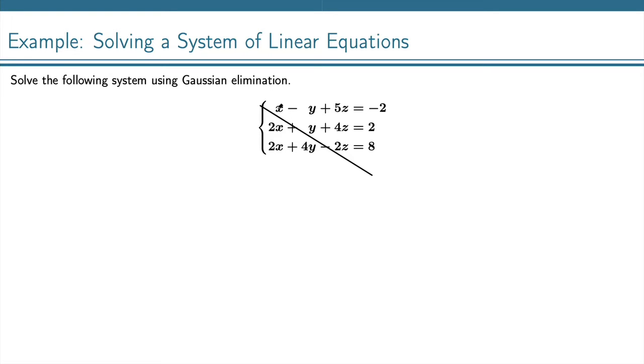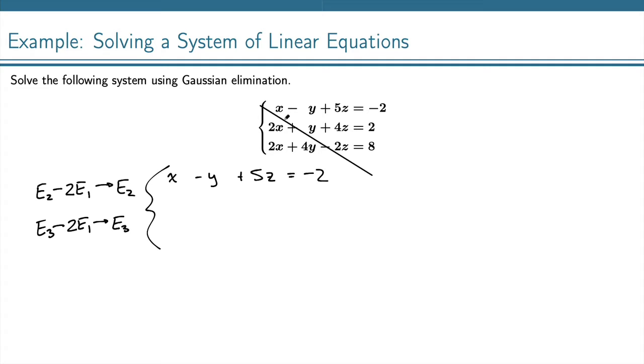We can use equation 1, which just has an x right there, and subtract 2 of that. So we'll take equation 2 and subtract 2 times equation 1, and that'll be our new equation 2. Okay? And we can do the same thing for equation 3. Take equation 3 and subtract 2 of equation 1, and that will be our new equation 3. So our new system of equations, the first equation is the same, nothing changes there.